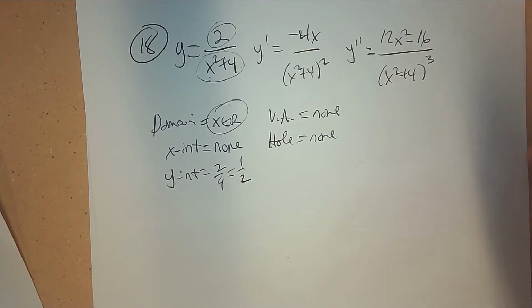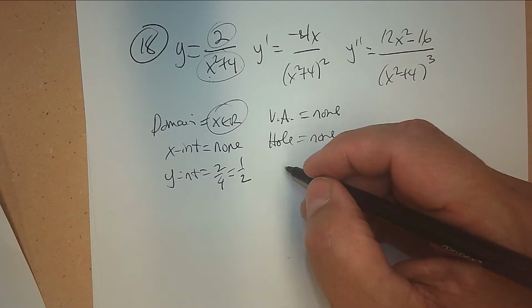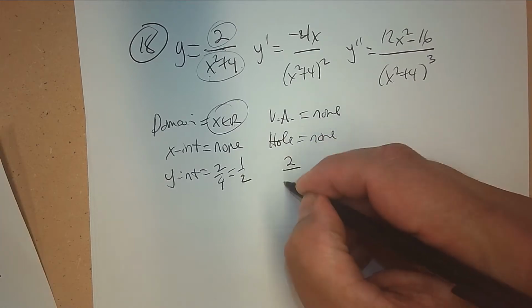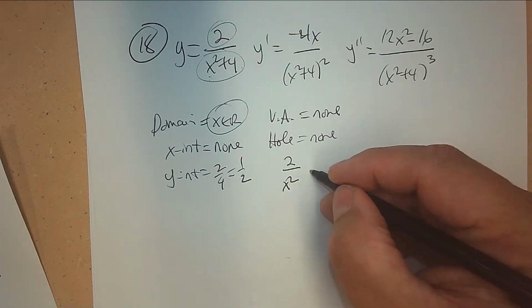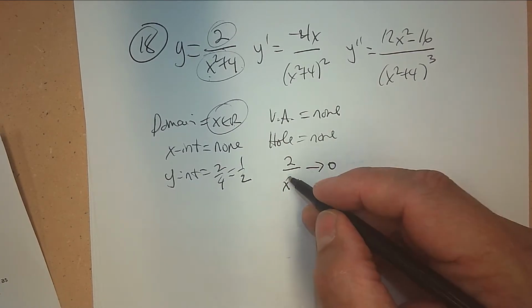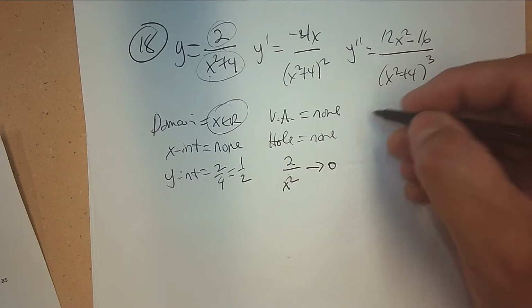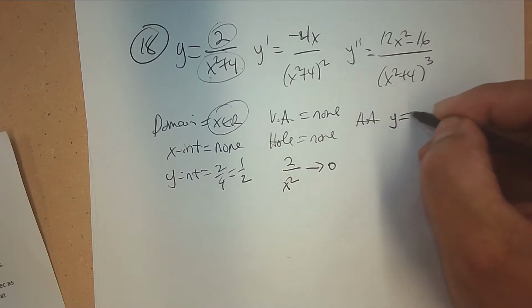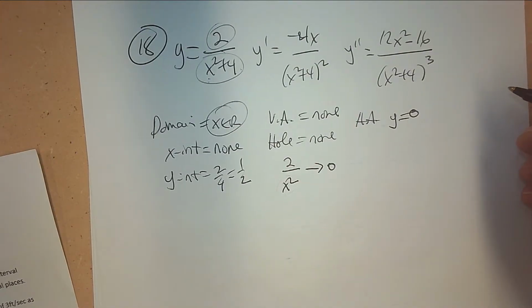Horizontal asymptote. We got something there. So that's power over power. Notice the bottom is more powerful than the top. That means the end behavior goes to 0 when the bottom is more powerful. So that means the horizontal asymptote is y equals 0. That's the next one. Symmetry, we'll talk about later.